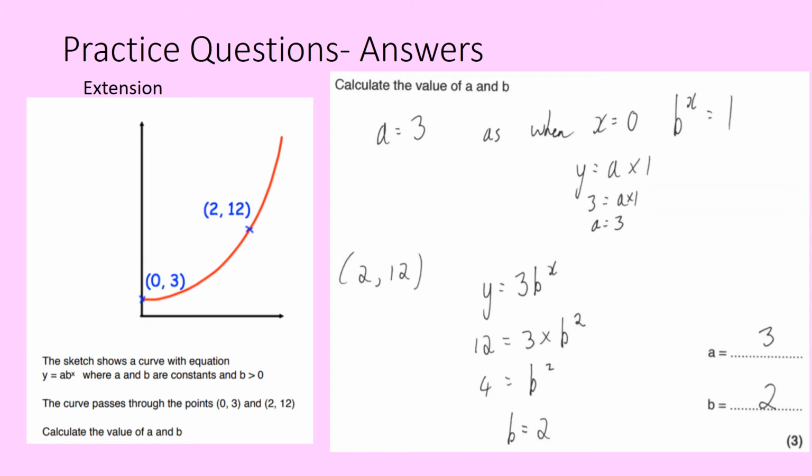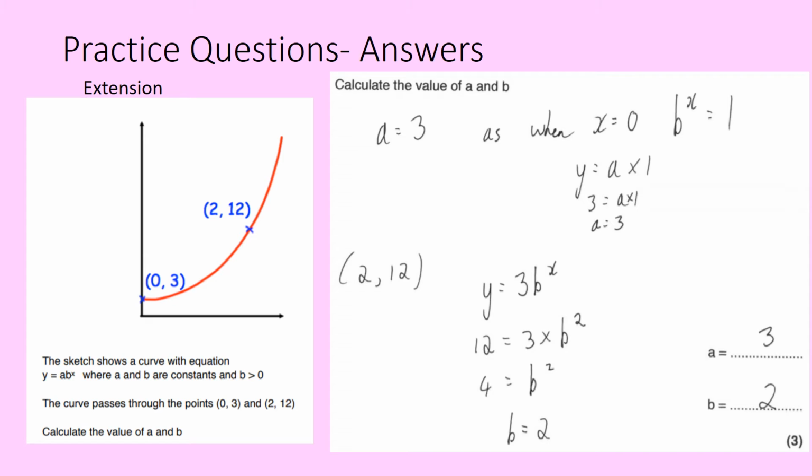So then we have 12 is equal to 3 times b squared. So then we just want to work out what b is. We don't want 3b squared, so we have to divide both sides by 3. So 12 divided by 3 leaves us with 4, and then 4 is equal to b squared.